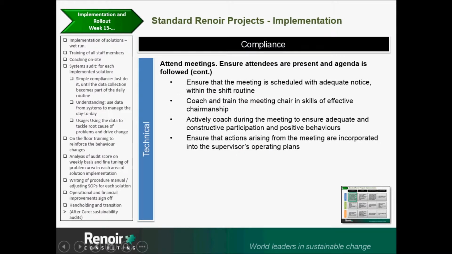Ensure that the meeting is scheduled with adequate notice within the shift routine. Coach and train the meeting chair in the skills of effective chairmanship. Actively coach during the meeting to ensure adequate and constructive participation and positive behaviors. Ensure that actions arising from the meeting are incorporated into the supervisor's operating plans.